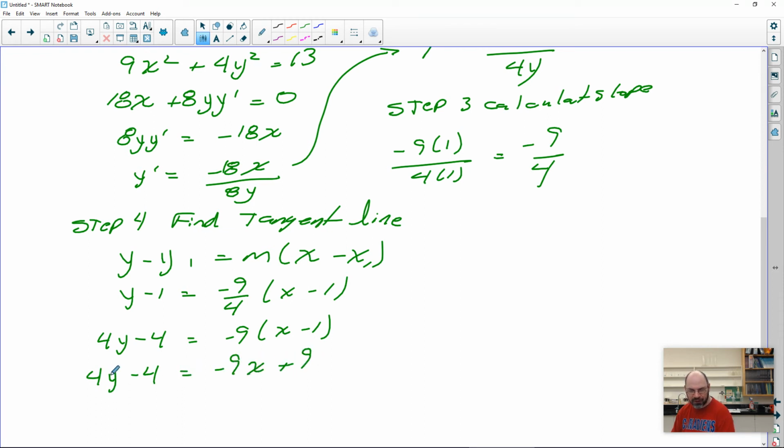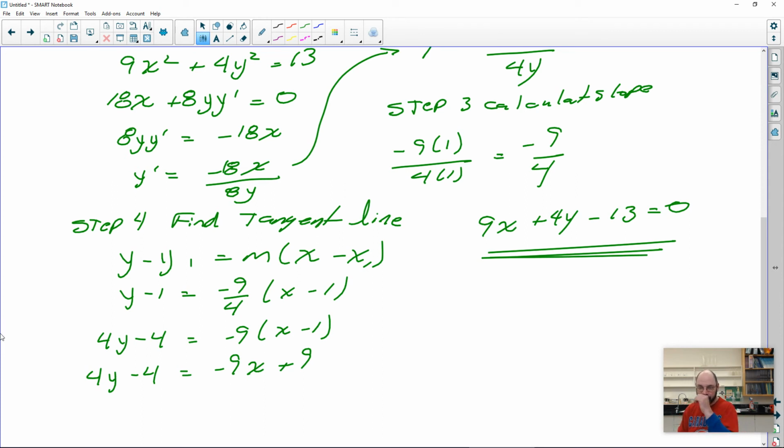Let's move everything to the left by adding 9x and subtracting 9. So adding 9x would give us 9x plus 4y, and subtracting 9 from both sides would give us negative 13 equals 0. There's our tangent line. And you'll notice there's a little pattern there. At that particular point, it gives us a nice equation. That represents the equation of the tangent line with the negative slope at the point x equals 1.